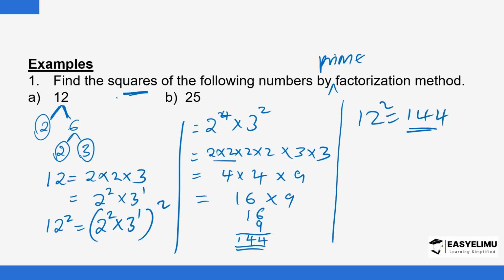So the square of 12 is 144. That is using the prime factorization method. Sometimes you can be asked in the exam to leave your answers in power form. Like the answer would just be this. You will not have to simplify it further.